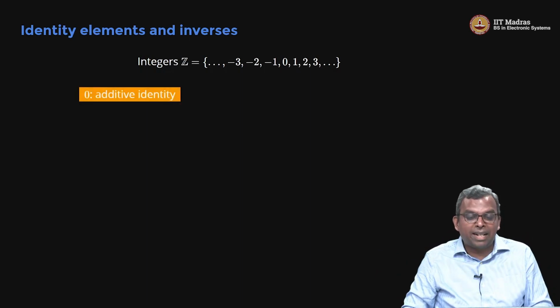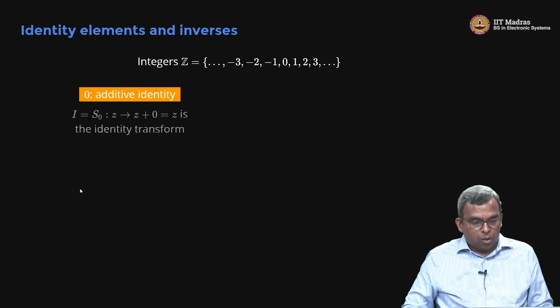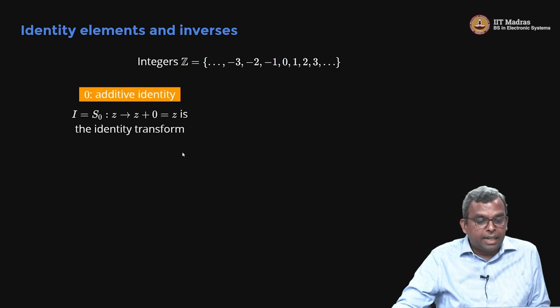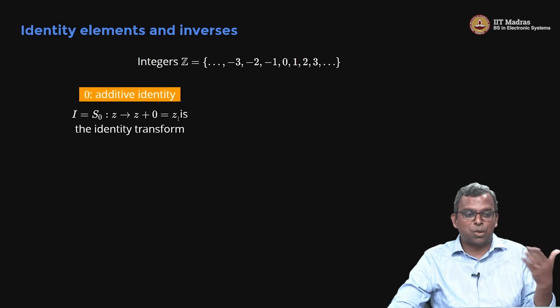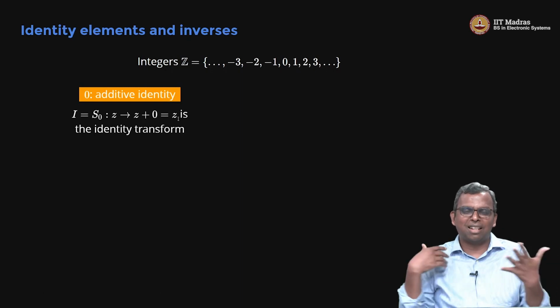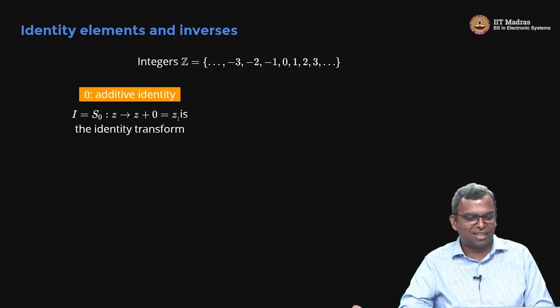So what is an additive identity? 0. We all know about this additive identity 0. So S0 is Z equals Z plus 0. You see Z goes to Z when you add 0 to it, so it becomes the identity transform. It doesn't do anything. It's the same thing.